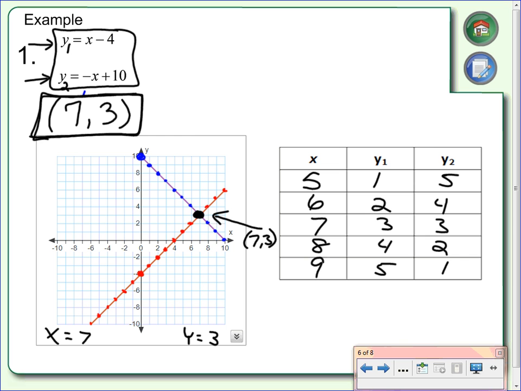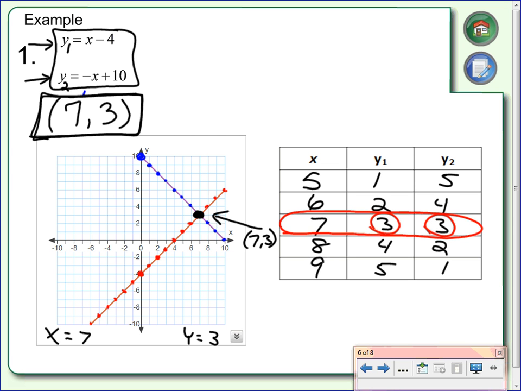If for some reason you cannot see where these 2 lines intersect on your graph, you could always go to your table. You just got to know what to look for. Remember, we said the solution was 7, 3. So where am I going to find that in my table? If you look in the table, there's only one spot where the y value repeats itself, right here. Notice how this y and this y are the same exact number. That lets me know my solution is the ordered pair 7, 3.